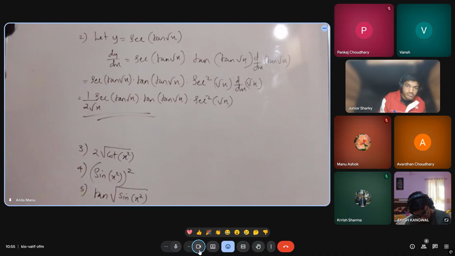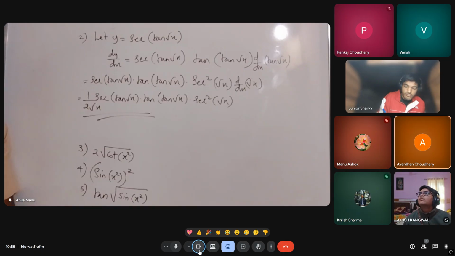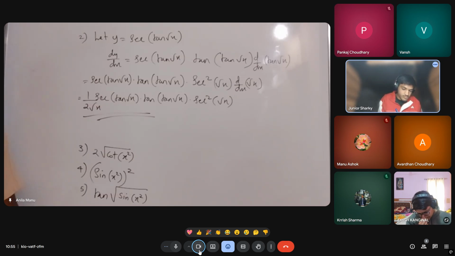Go to the next question: 2 into square root of cot x square. Ask if there is any doubt. Okay. What about the third question?